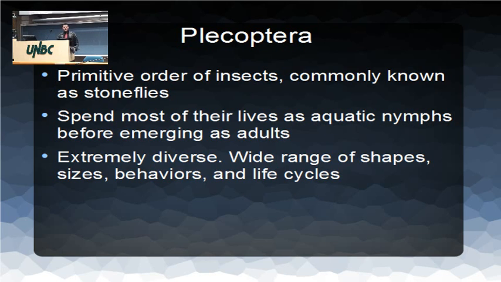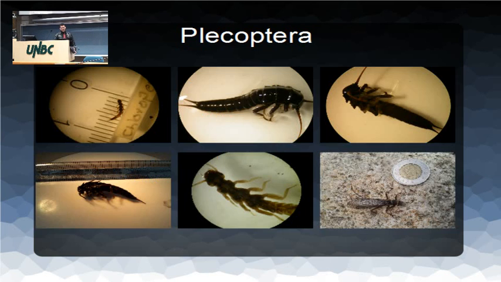So a little bit about Plecoptera. They're a primitive order of insects commonly known as stoneflies. They spend most of their lives as aquatic nymphs before they emerge as adults, and I would actually be surprised if anybody here who's not an angler or an entomologist has ever heard of them. I actually hadn't heard of them before I started this research. And I find them really interesting because they're extremely diverse. They have a huge range of sizes, behaviors, life cycles. I have some pictures on the next slide here.